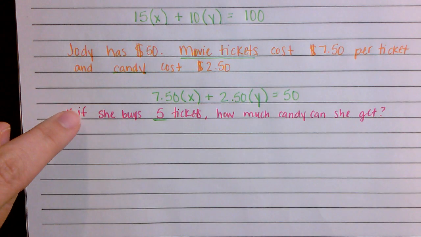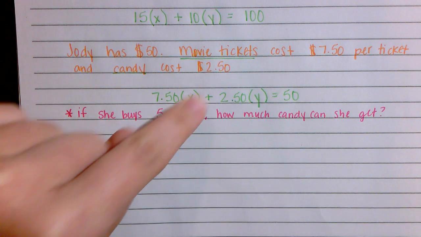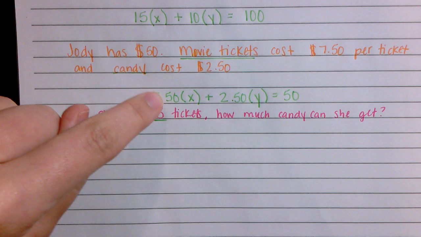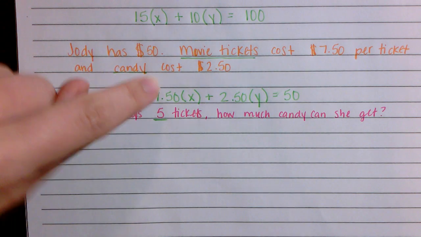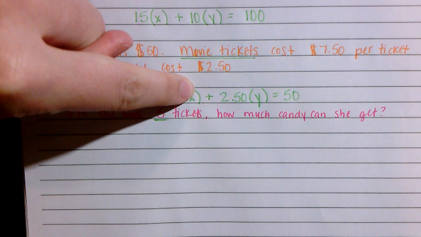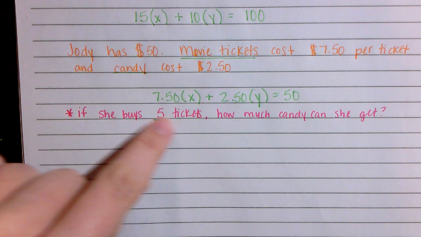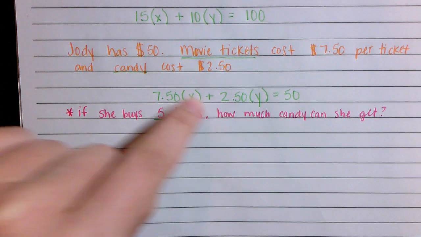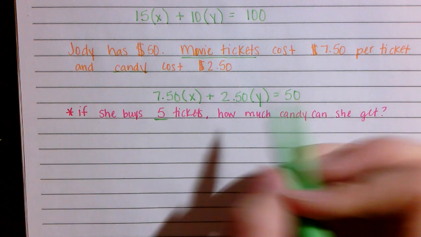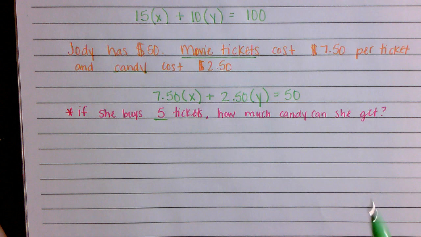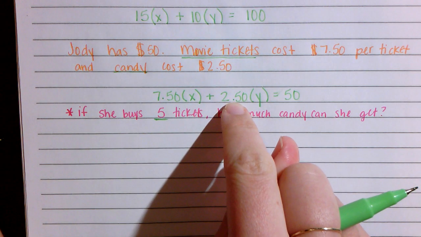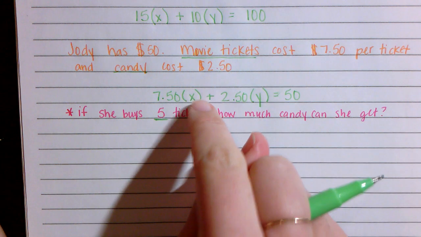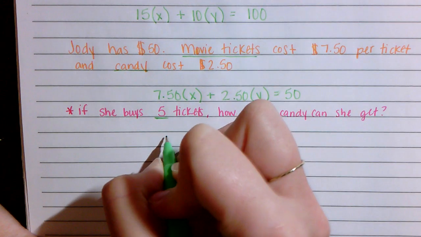So if they are telling us that she bought 5 tickets, movie tickets is our first item at $7.50. So that's this one right here. $7.50 is talking about movie tickets. This is the price. This is how many. They just told us how many, 5 tickets. So we're going to plug 5 in right here for X because we now know how many tickets she bought for $7.50. And then we'll be able to figure out how much candy she can actually get if candy is $2.50 per piece. If this is her total, how much of this can she get if she's already bought 5 tickets? So we're going to plug 5 in.